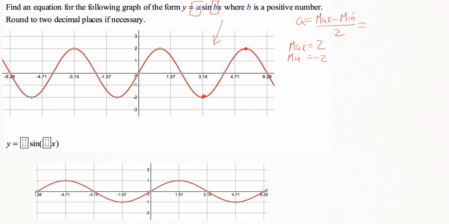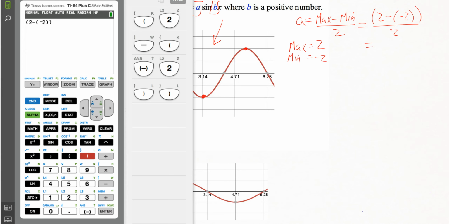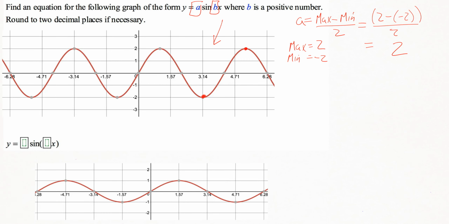So now that I know my max and my min, I plug them into this formula. I start with a parenthesis, 2 minus, and then a -2, and then close on that, so a double parenthesis at the end, and then divide that by 2. I open up my calculator and enter it exactly how I have it: a parenthesis, 2, minus, another parenthesis around the -2, close the first one for the -2 and close it again for the whole top piece. Then I divide that by 2, hit enter, and I get a value of 2. So this is the base of our a value right now.